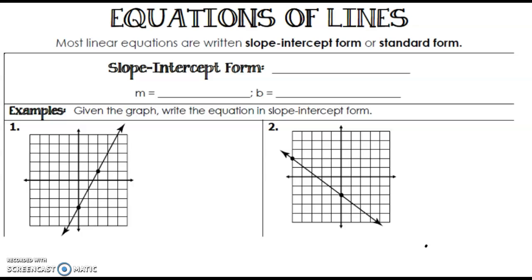So slope-intercept, we talked a little bit about this yesterday. That is y is equal to mx plus b, where m is the slope and b is the y-intercept.